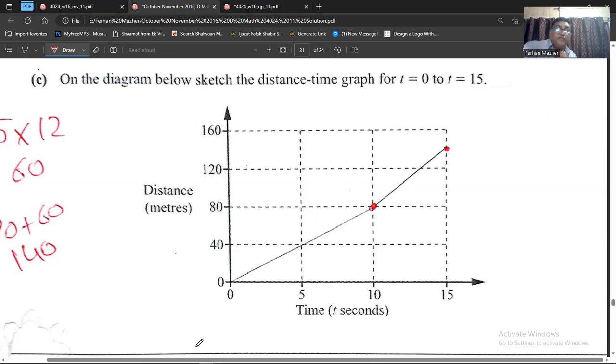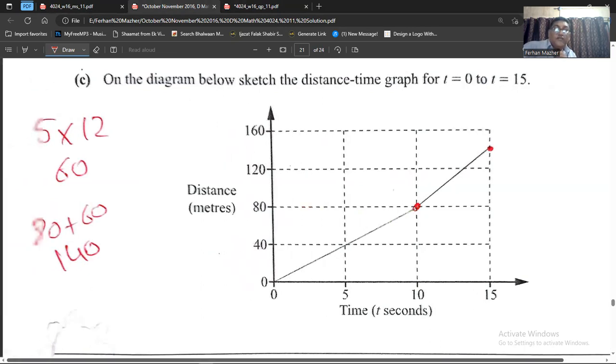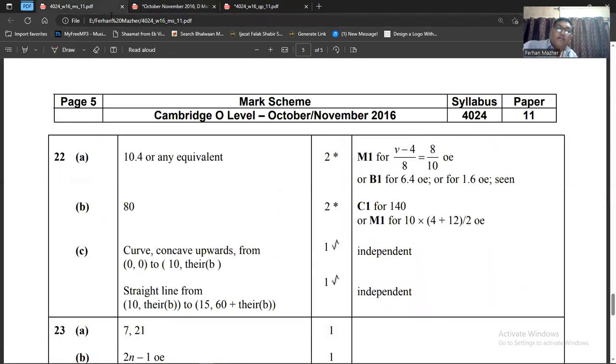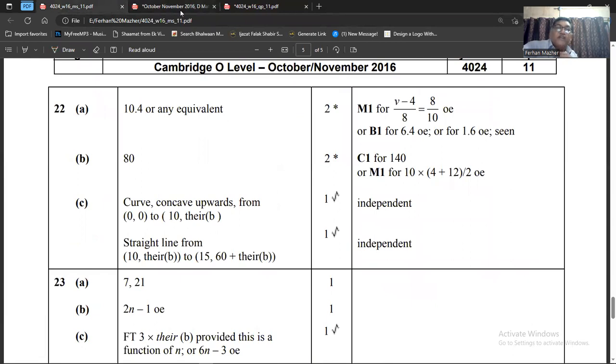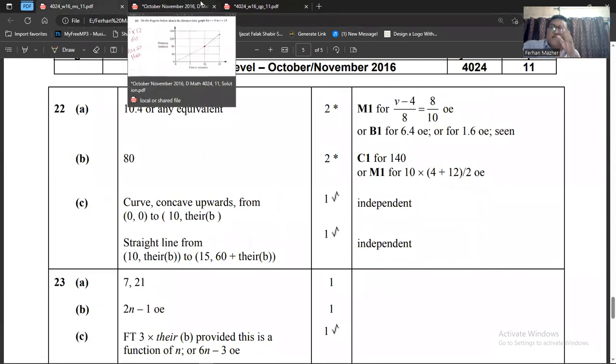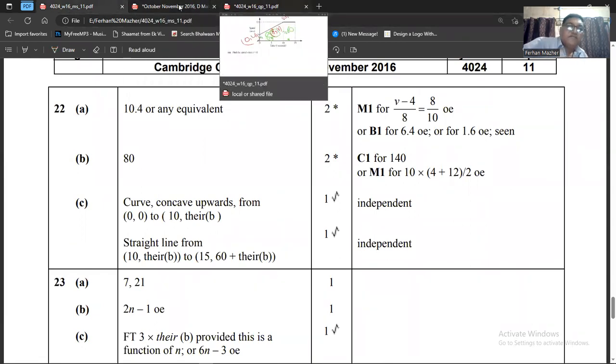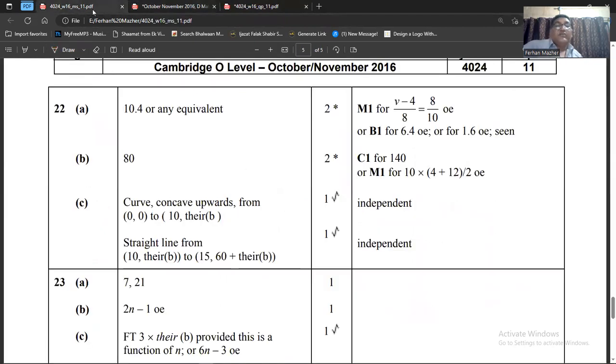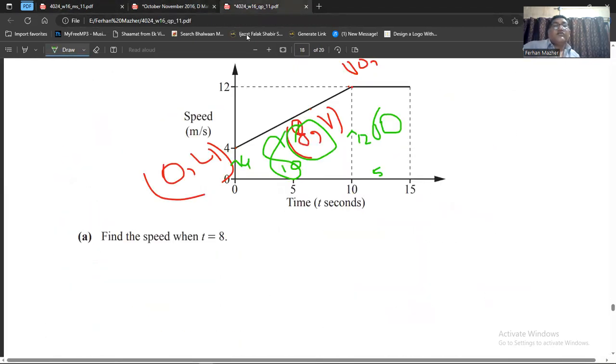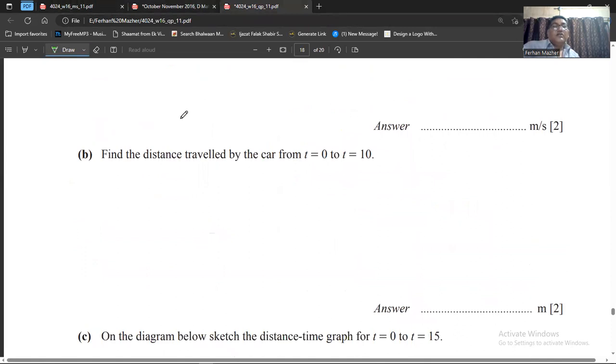Okay. Hopefully you understand. This should not be a straight line. It should be a little curve, bending upward. Hopefully you understand. This is the marking scheme. That's the question number. Okay.